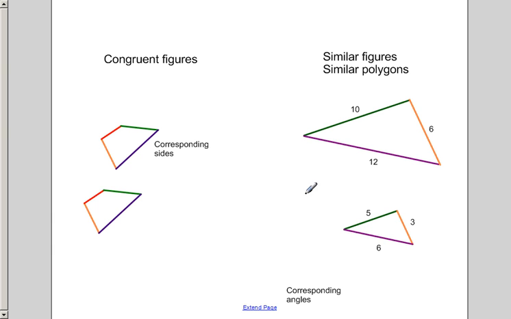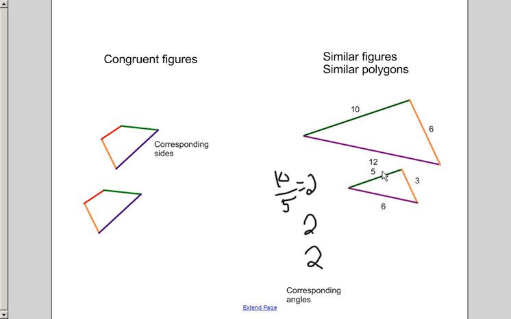So green to green: 10 over 5, 10 divided by 5 is 2. And of course, 6 divided by 3 is 2. 12 divided by 6 is 2. So there's a scale factor of 2, and this common ratio tells us that these are similar figures or similar polygons. With similar polygons, the angles are going to be congruent. They're going to be the same measure. As you can see, each angle fits right into the larger one because they are similar polygons.